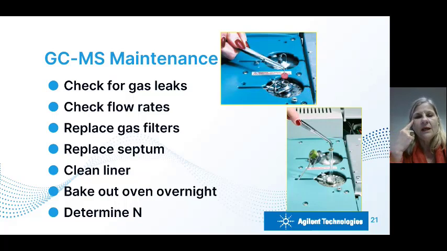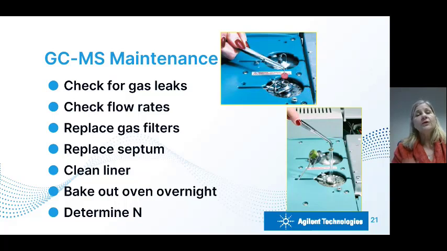And then especially if you see that your column performance is not what it's supposed to be, you can bake out the oven overnight. So you can put the column at a higher temperature overnight so that any compounds that have been absorbed onto the column and have not been volatilized can then be volatilized and be baked out of the oven.